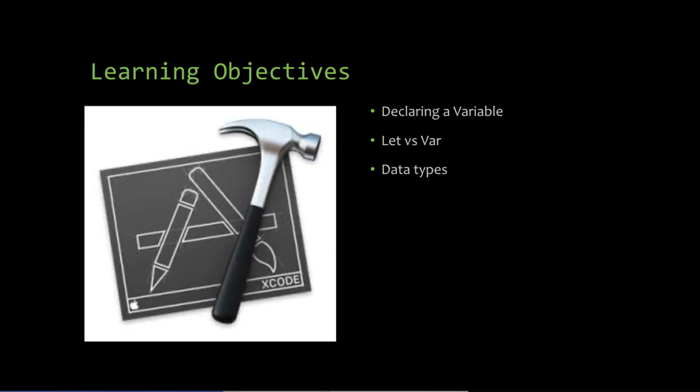So the main learning objectives will be declaring a variable, what is the difference between a let and a var declaration, and also the different data types that Xcode uses. Now these data types will be important because they help you declare variables and the types of data that will be contained within these variables. So let's get underway and open up Xcode Playground.